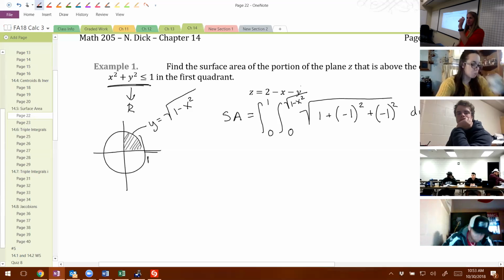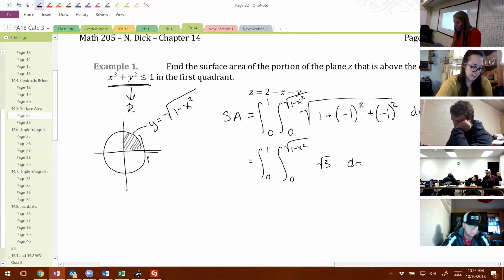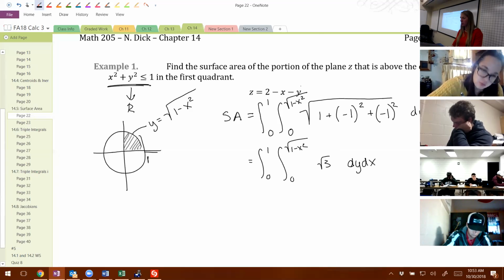But the nice thing is this integrand is just a constant. So 1 plus 1 or square root of 3 is what we're going to get there. This one isn't too bad to just leave in rectangular coordinates, at least for now. So square root of 3 dy dx. Oops, y. Antiderivative of square root of 3. If you can imagine this is a constant, just hangs around, so just square root of 3 times y.